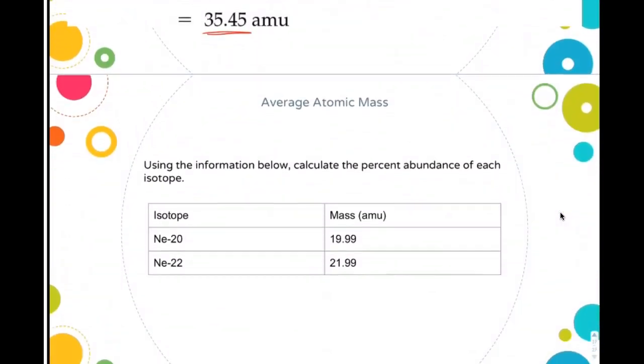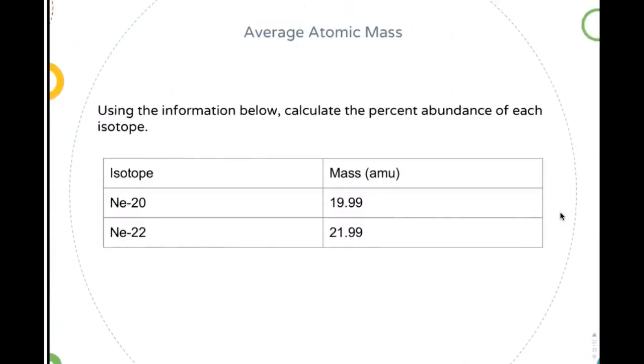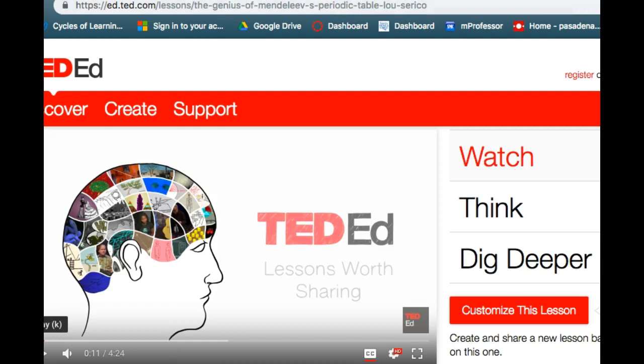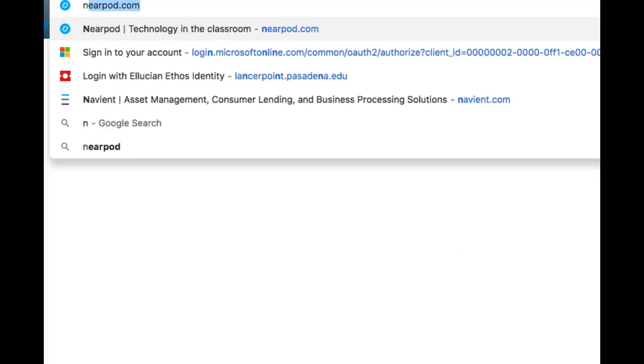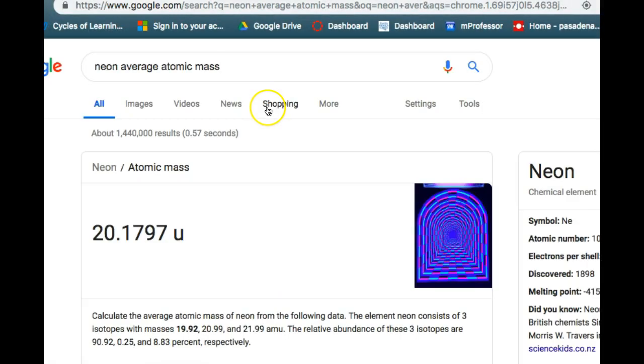But what if I give you information like this? What is the percent abundance of each isotope? And you may have a homework question that's asking you about this. And so we're going to dig in a little deeper with this question. So we need to go and find the average atomic mass of neon. I don't know it off the top of my head. I think it's just 20. Neon average atomic mass: 20.1797. So we're just going to write this down. The average mass is 20.1797 amu. Okay.